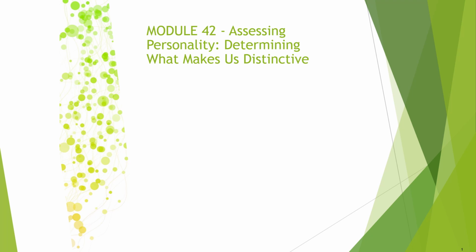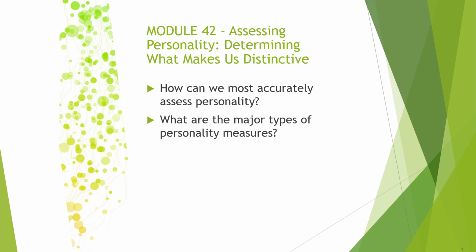Let's move on to the last module, which is module 42. And this is assessing personality, determining what makes us distinctive. So now anytime we talk about assessment, we're talking about how we measure or how we do research, let's say, in personality. So we have two major questions that we're going to answer in this module. One is, how can we most accurately assess personality? And the second one is, what are the major types of personality measures?